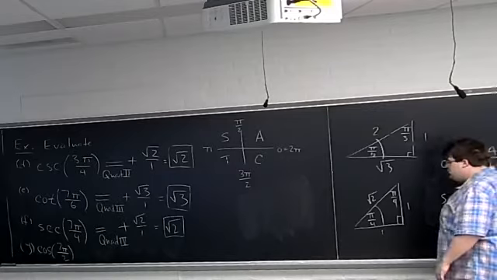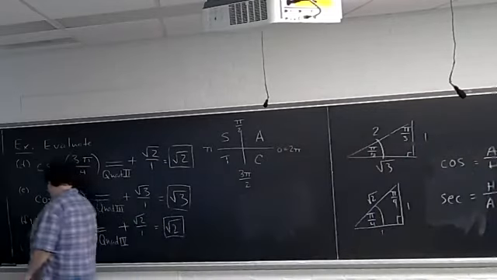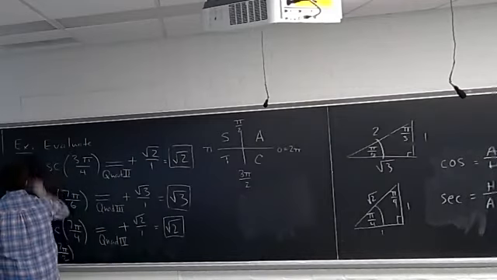Okay, so let's do G. I'm actually going to put an H on here because there's one other thing I want to illustrate. So G, we have cosine 7 pi over 2.